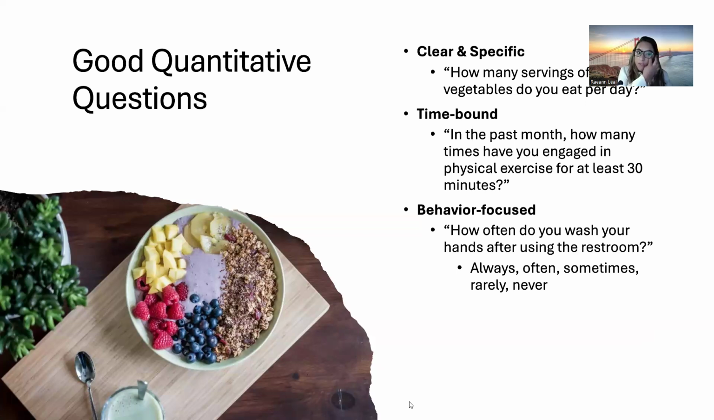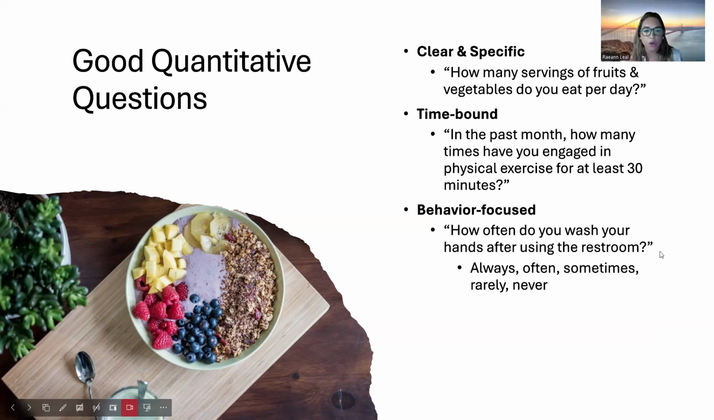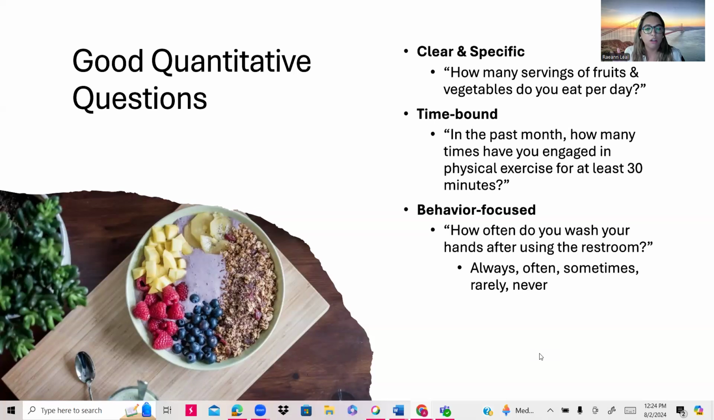So the next slide is effective quantitative questions. In public health research, the quality of your survey questions can significantly impact the reliability of your data. So a good quantitative question is clear and specific. An example would be, how many servings of fruit and vegetables do you eat per day? Why is this effective? This question is clear, specific, and provides predefined response options that are easy to analyze.